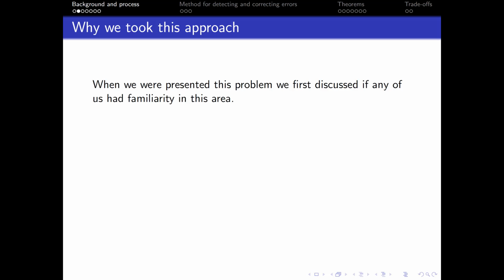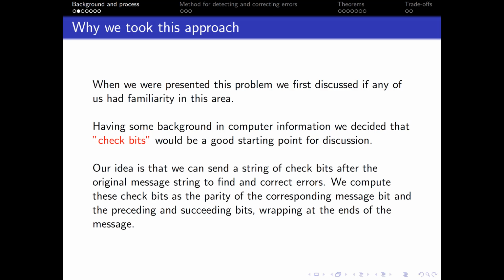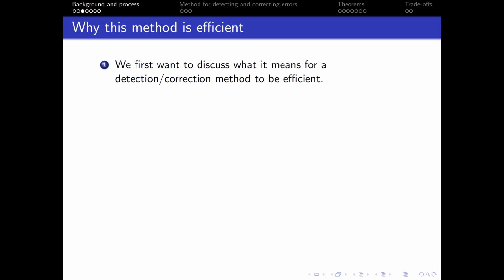When we were presented with this problem, we first discussed if any of us had familiarity in this area. Having some background in computer information, we decided some check bits would be a good starting point. Our idea is sending a string of check bits after the original message to find and correct errors. We compute these check bits as the parity of the corresponding message bit and the preceding and succeeding bits of that bit, wrapping at the ends of the message from the start to the end and from the end to the start. Why is this method efficient?